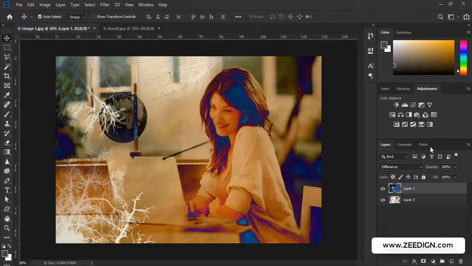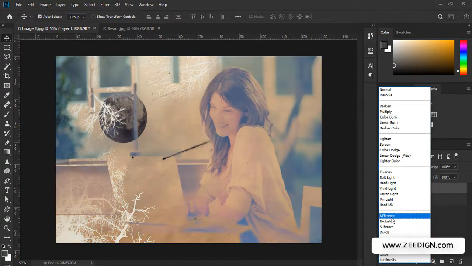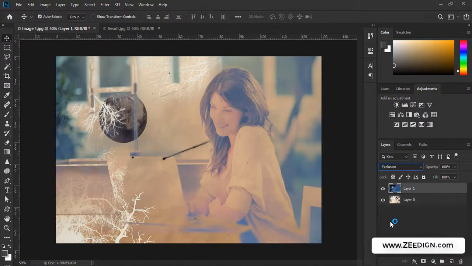So let's see how it goes. The difference between the difference and exclusion. Okay, that's the difference, and obviously this difference is going to be visually different in different cases. This is just how it is appearing in my case, in my examples.